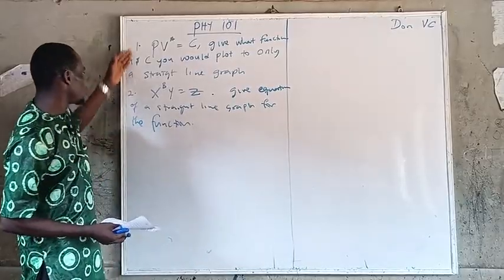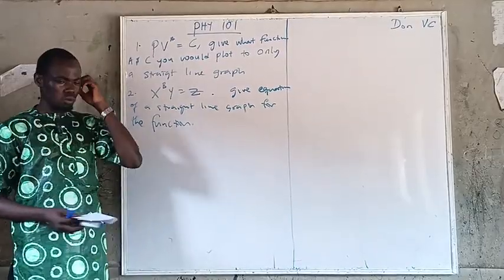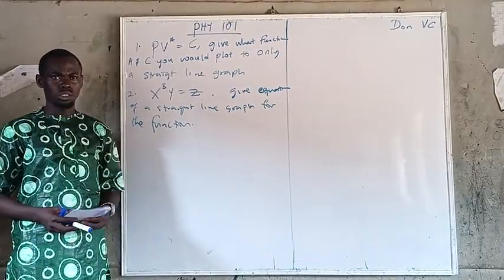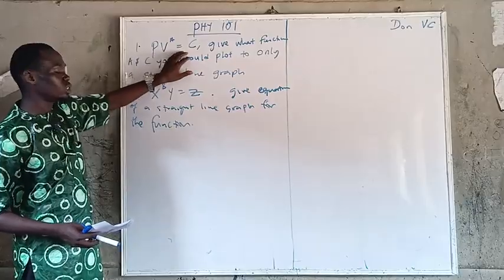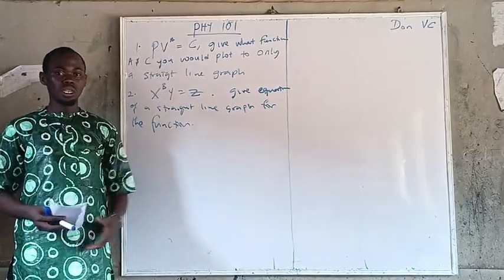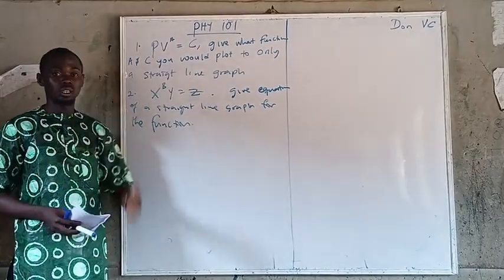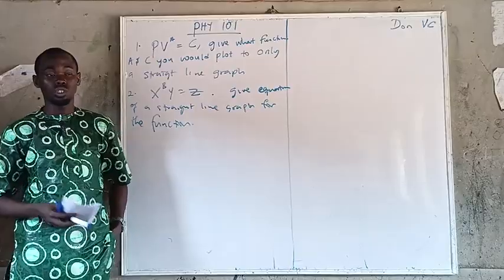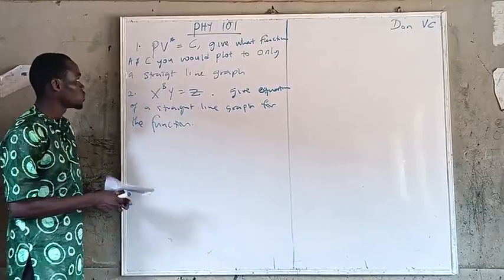Now see these two questions. You can see they are questions of the same group. We did this when we were in your 100 level doing physics practical, whereby we are making a function to be in simple linear equation form so that we can plot the equation on a straight line graph. Now see the first one here. Let's start with that first one.